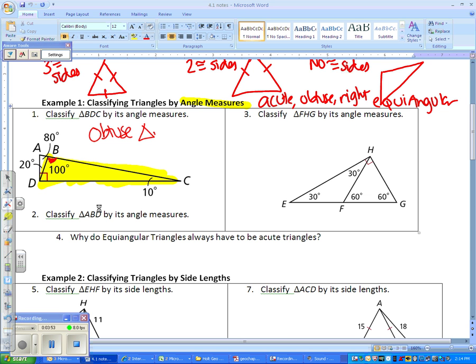If I wanted to look at another triangle, let's say I wanted to look at the whole thing, triangle ACD. Let's see. I know that in the whole triangle, this angle is 80 degrees, this angle is a right angle, so it's 90 degrees, and this angle is 10 degrees. Since it has this right angle, it's going to be a right triangle. I want you to try to do number 2.